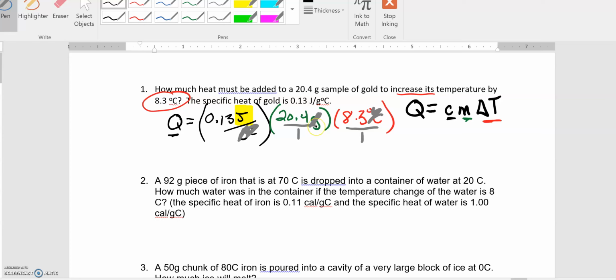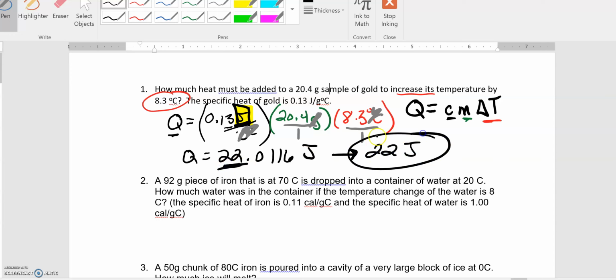Okay. Once we get all that taken care of, we can go ahead and multiply our values together. So take 0.13 times 20.4 times 8.3, and that turns out to be Q equals 22.0116. Our label is joules, but we do need to take care of significant figures. We have 1, 2, 3, 2. So we get to keep 2 significant figures, so I would only put this in as 22 joules.